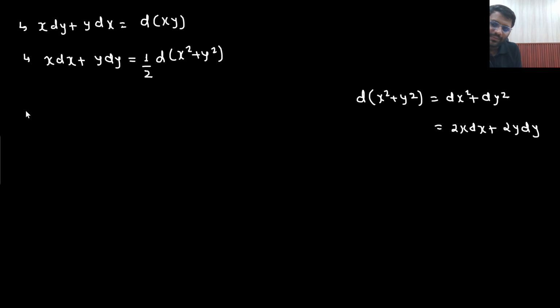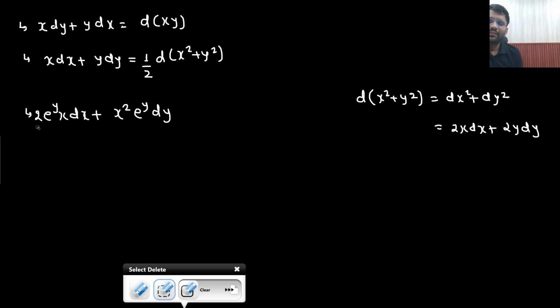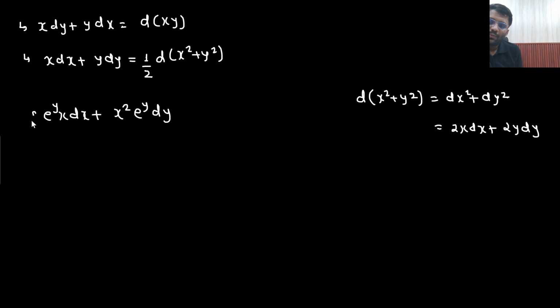Okay. Now you answer me this thing. What this could be written as? Can you think of something? 2 e to the power y x dx plus x square e to the power y dy. What could this be equivalent to? Does it click to you?